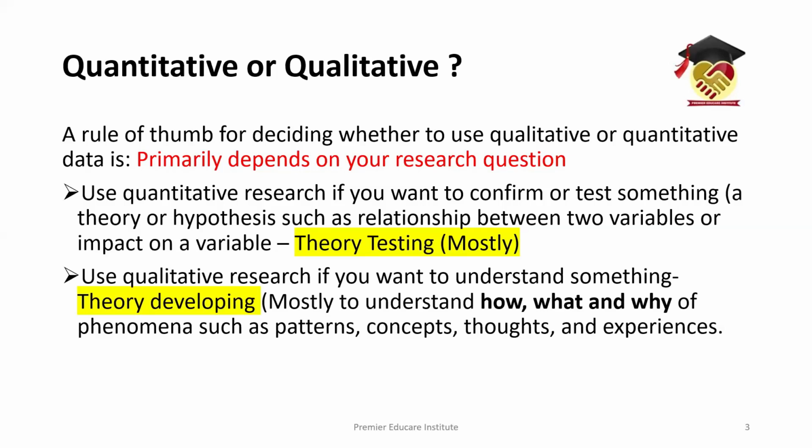So remember, in general, quantitative means you are supposed to test the existing theories. That is the deductive method, which will be explained later. Qualitative means you are supposed to develop new theories, based on someone else's patterns, concepts, thoughts, or experiences. You are going to develop new theories, new phenomena. I hope now you understand in general what quantitative and qualitative are, which will be explained in due course.